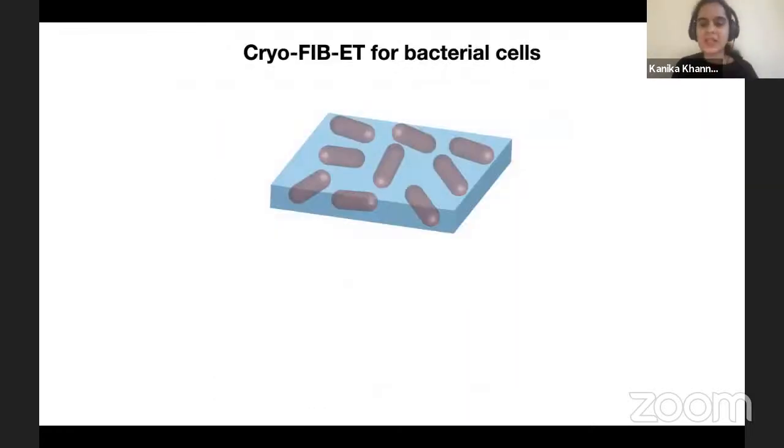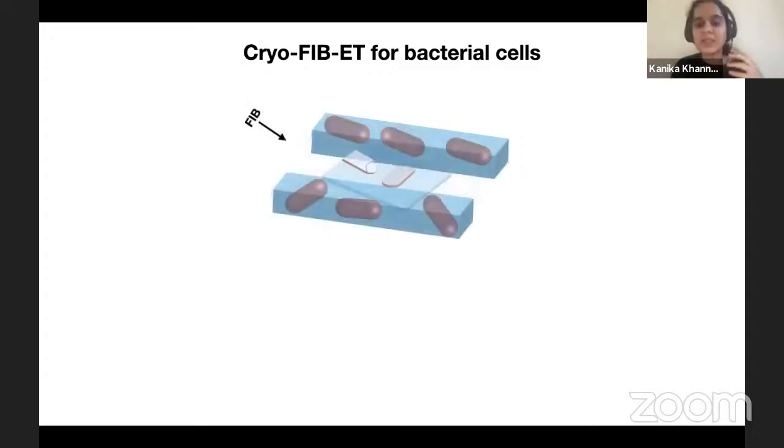So just to summarize what we do in our workflow so far: we have these bacteria, which we freeze in a monolayer of vitreous ice. And by vitreous ice, I basically mean that we freeze them so quickly that water doesn't have time to form crystals. And it's like an amorphous layer all over the bacterial cells.